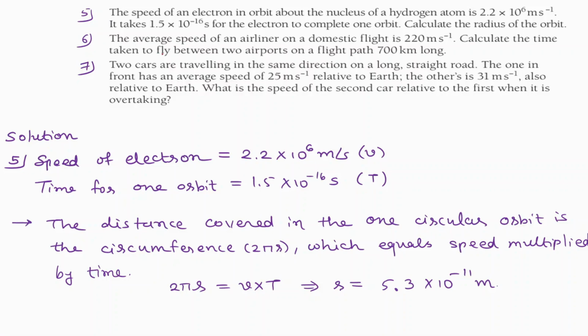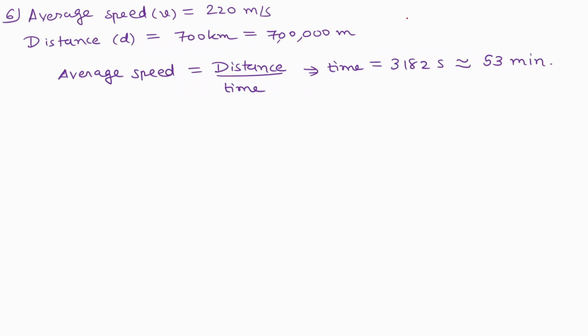Now we move to question number 6. The average speed of an airliner on a domestic flight is about 220 meters per second. Calculate the time taken to fly between two airports on a path 700 kilometers long. So we need to find the time taken by this flight. The distance between two airports is 700 kilometers, and the speed of the flight is about 220 meters per second.